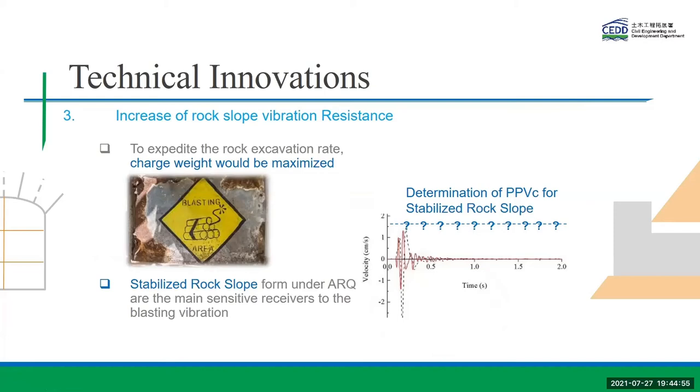We expect that the formation of the caverns will be carried out by drill and blast. In order to maximize the excavation progress, we wish to revisit the constraint of induced vibration, which in turn limits the amount of explosive we could use. We are lucky that we do not have many sensitive receivers overlying the caverns. One of the closest sensitive receivers is the rock slope, which was formed and stabilized under the ARQ development. So the allowable vibration limit of this slope will be critical to determine how much explosive we could use.